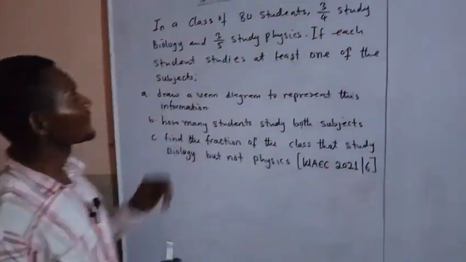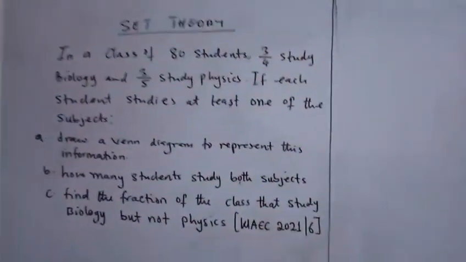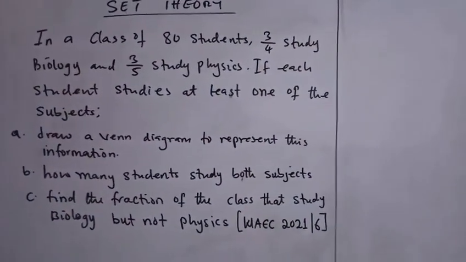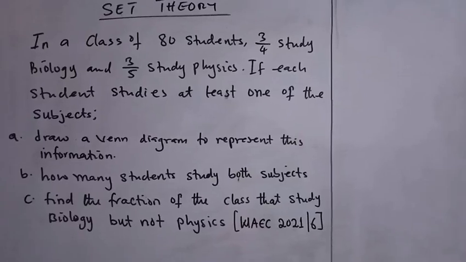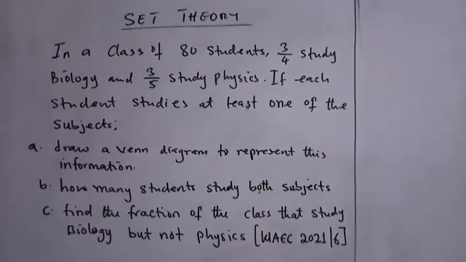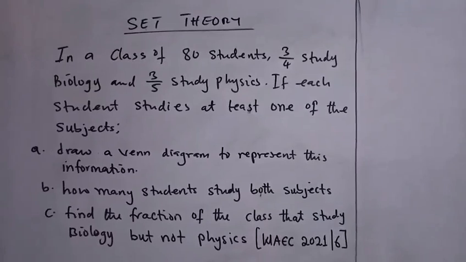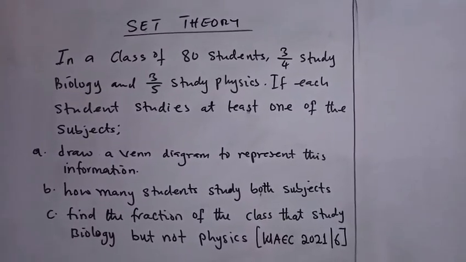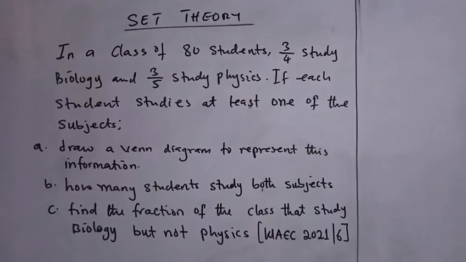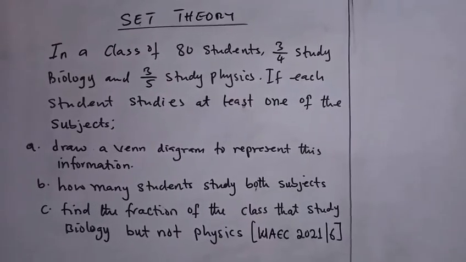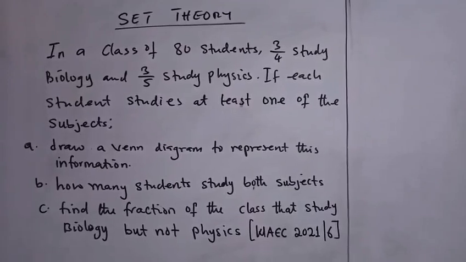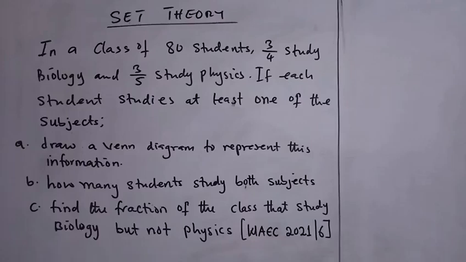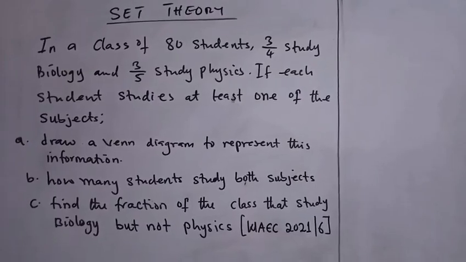And this is the question. The question reads: a class of 80 students, 3 over 4 study biology and 3 over 5 study physics. If each of the students studies at least one of the subjects, A. Draw a Venn diagram to represent this information. B. How many students study both subjects? C. Find the fraction of the class that study biology but not physics.